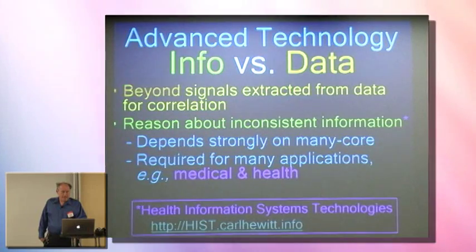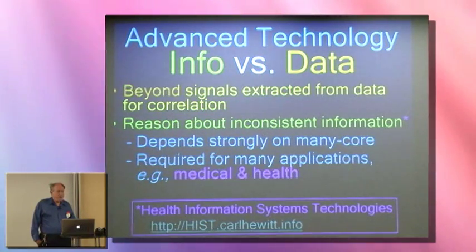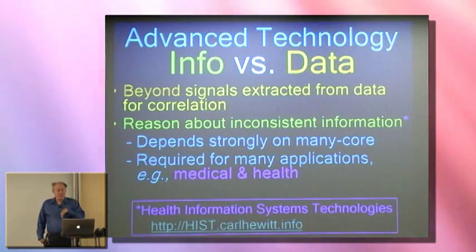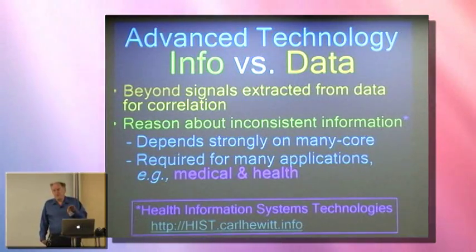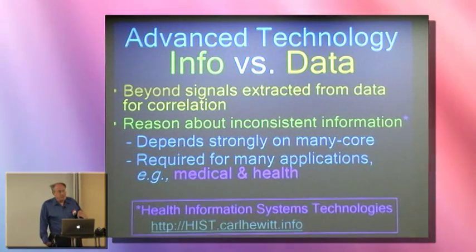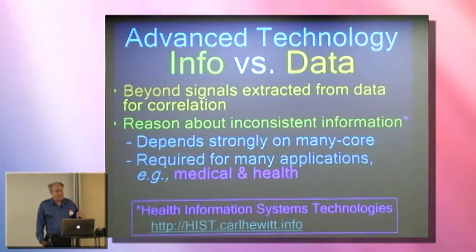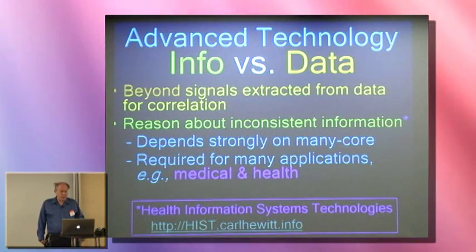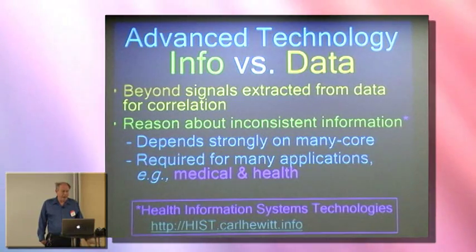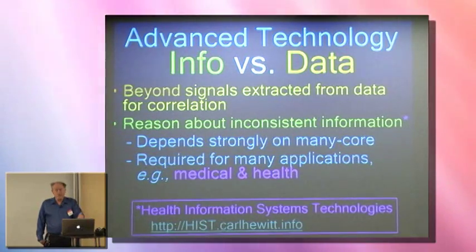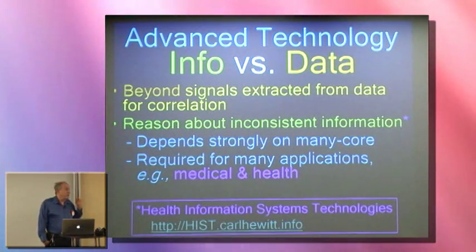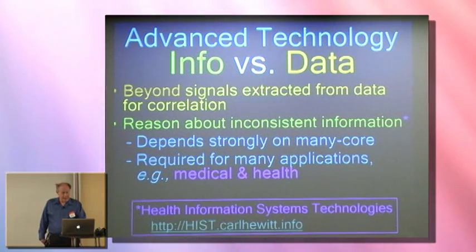So it means you have to move beyond data to information. What's currently happening in advertising and in search is they're using signals extracted from data and they do correlation on them. And we're going to have to move beyond that to reasoning about inconsistent information. And it turns out this depends on a technology called MiniCore, which I won't go into why. And it's required for applications like medicine and health. If you're interested in this, I gave a talk at Stanford last June, and the slides are online, and you can go take a look at that.